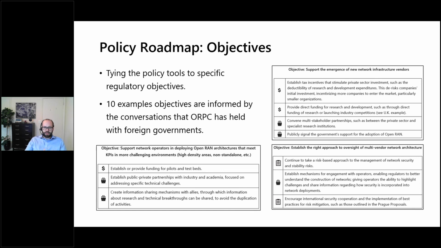Bottom right, establishing the right approach to oversight of a multi-vendor network architecture. We're going to see a shift here from single vendor network architectures to ones in which multiple vendors can be incorporated, and from a policymaker's perspective, particularly for regulatory bodies, that can be viewed as additional complexity, and we've got some recommendations here for how policymakers can get comfortable with the way that architectures are being constructed. And next slide, please.